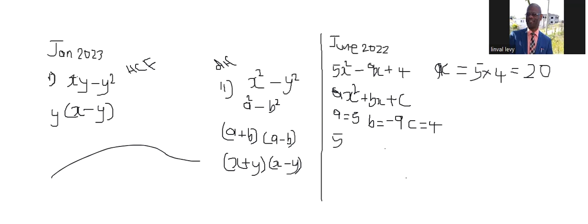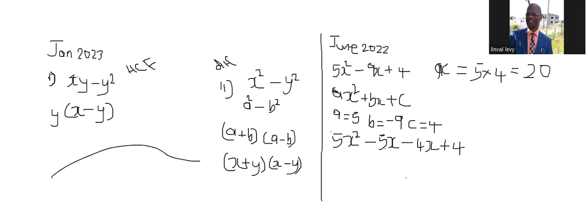5x squared minus 5x. Remember, we said we are replacing the -9x with -5x and the -4x plus 4. Right? Then when we get here, we're going to factorize by grouping.